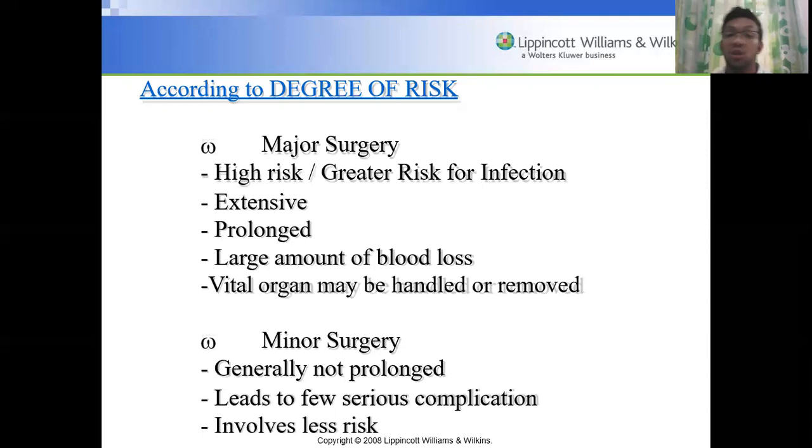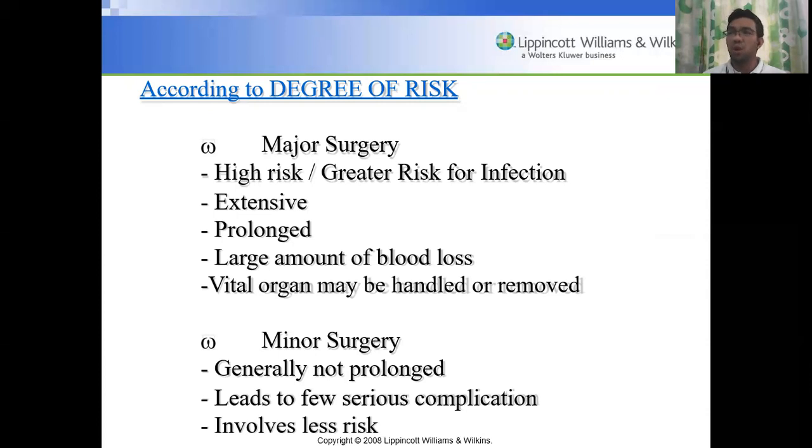And there will be a large amount of blood loss. So you are going to prepare blood products during this kind of surgery. And vital organs may be handled or removed in major surgery, such as brain surgery, open heart surgeries, abdominal surgeries. These are examples of major surgery.